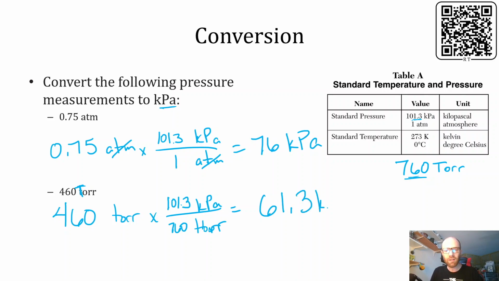61.3 kilopascals. Maybe you want to drop that 0.3 and just call it 61. The idea there is, this feels right? 460 is a little more than half of 760, so it would make sense that we have a little bit more than half of 101.3.